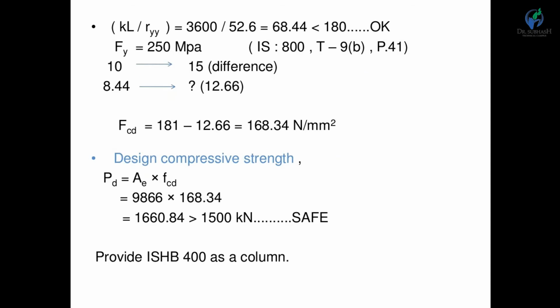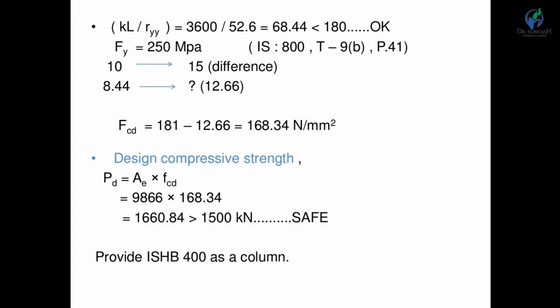Next again we find the KL upon R value, and it should be less than 180. It means our trial section is okay. Then we use table 9B because our buckling class is B. Again we take interpolation between 60 and 70, where we find 68.44. So according to 9B we find FCD in Newton per mm square because it's a stress.